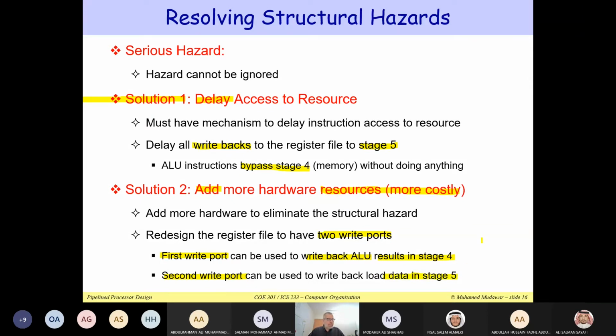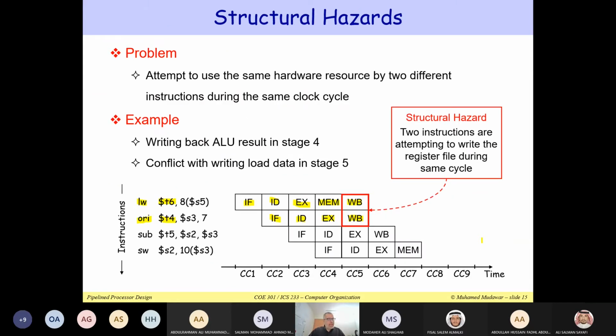Now, in some advanced CPUs, in which we can execute more than 1 instruction during the same cycle, it makes sense to have 2 write ports so that we can write back the result of 2 instructions during the same clock cycle. But in our simple pipeline, this will complicate the implementation of the register file, because we need 2 write ports, because 1 write port is not sufficient. We need 2 write ports.